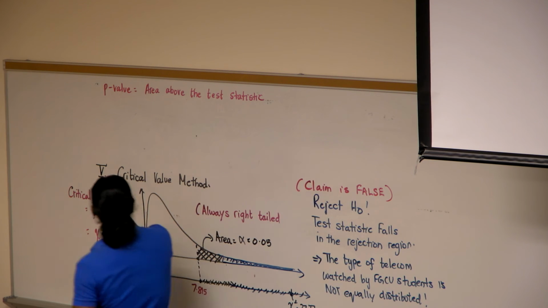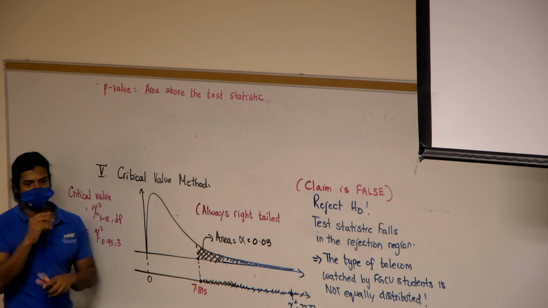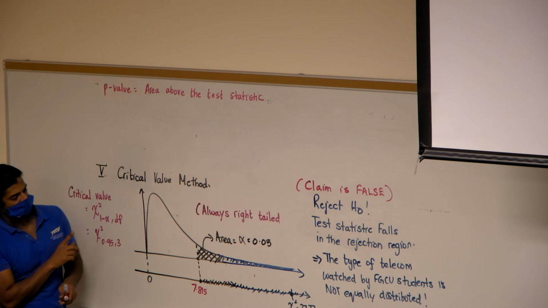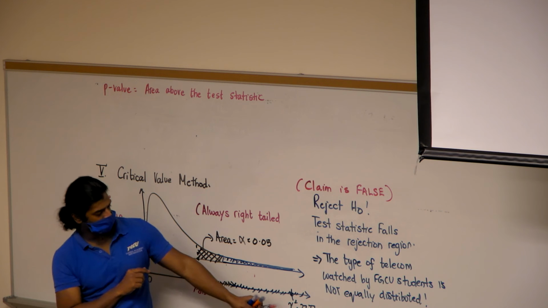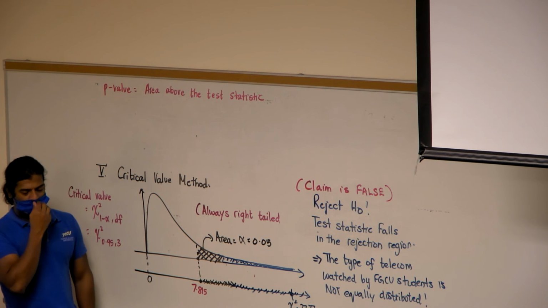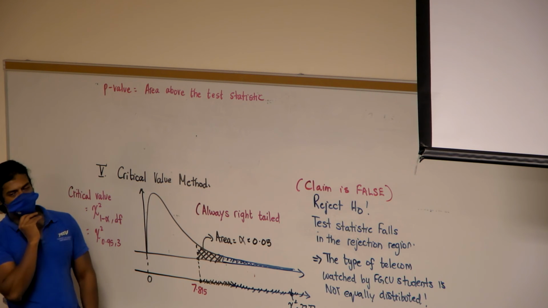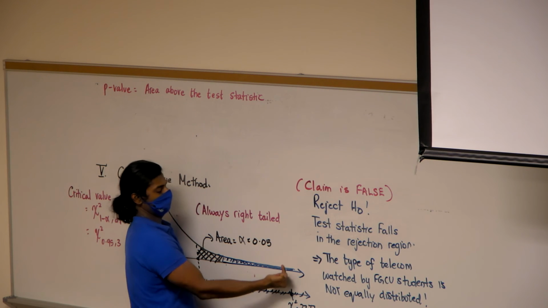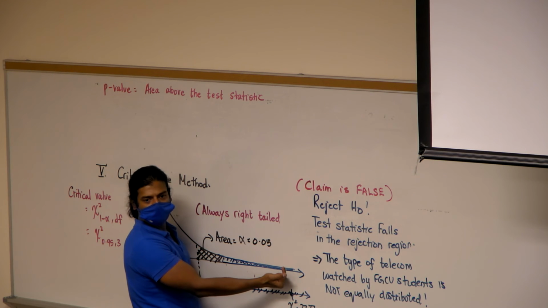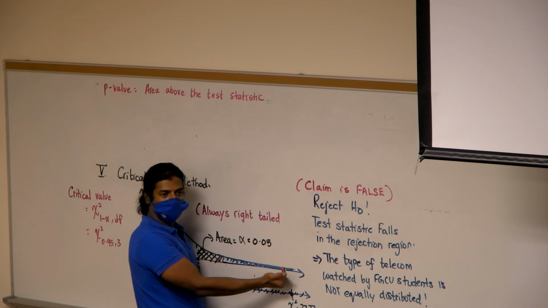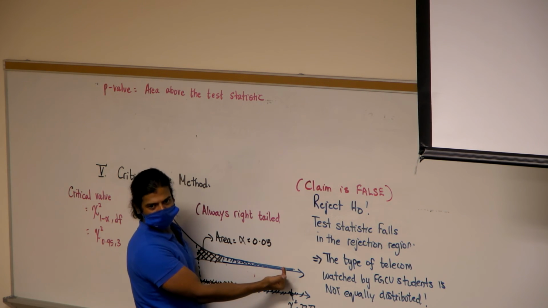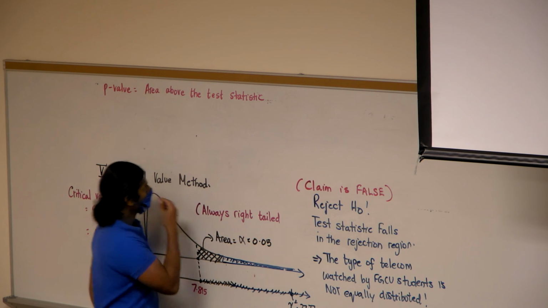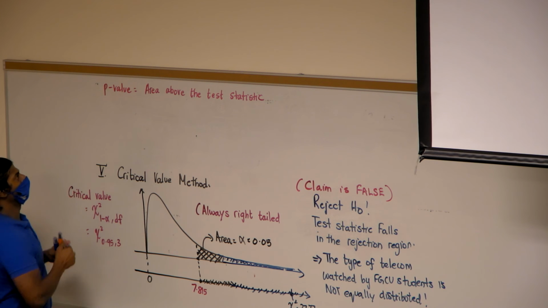So the p-value is simply the area above the test statistic, and the test statistic here is 27.77. By area, we mean the area under the curve. So past this point, how much area do you see under the curve? A large area or a small area? Extremely small. Yeah, okay. It's an extremely small area.